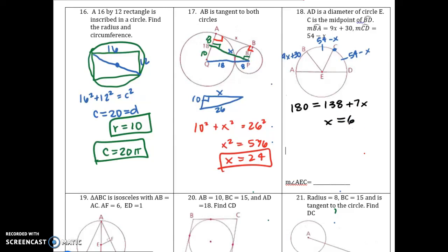And I want to find the measure of angle AEC. So I'm looking for that. Okay. So go ahead, plug your x back in. 9 times 6 plus 30 is 84. And then 54 minus 6 for the other one is 48. Then add those two up, and you get 132.